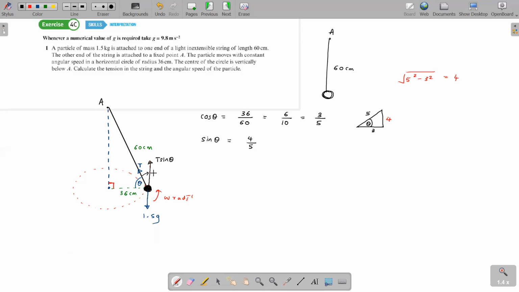It's T sine, because away from the angle it's sine, and T cos theta is what's acting towards the center. T cos theta acts towards the center, T sine theta acts vertically. T cos theta is horizontal, T sine theta is vertical. That's done. All you have to do now is apply the rule. So we'll consider vertical equilibrium.